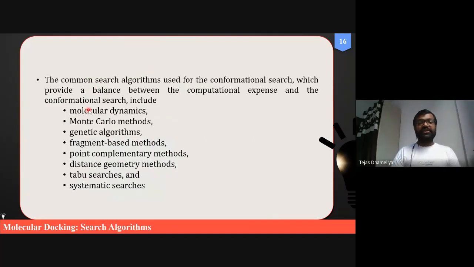Now, molecular docking and search algorithms. These are the several search algorithms we have seen in our previous class: molecular dynamics, Monte Carlo methods, genetic algorithms, fragment-based methods, and some other related methods. And all these methods were developed by pharmacoinformaticians or bioinformaticians.